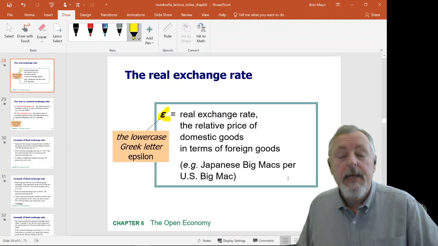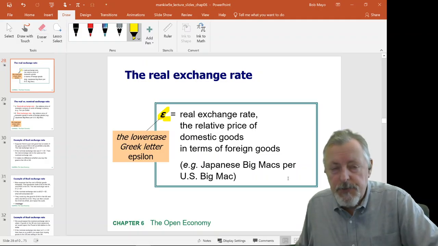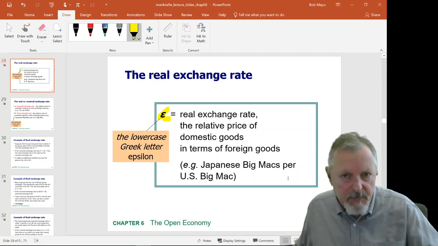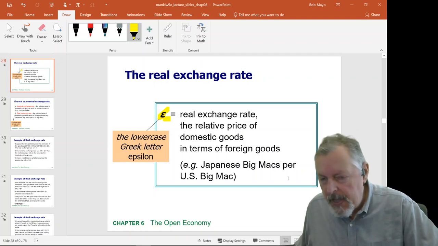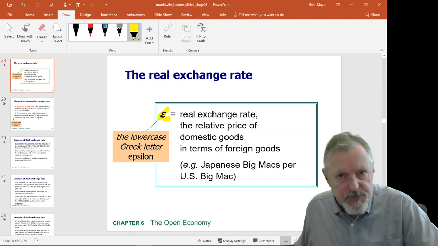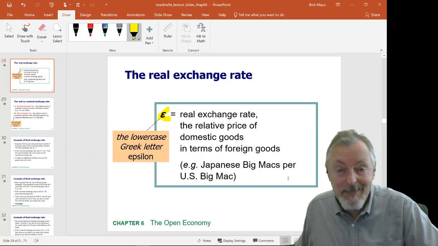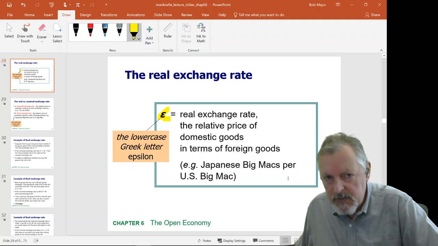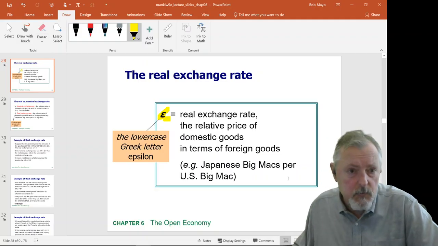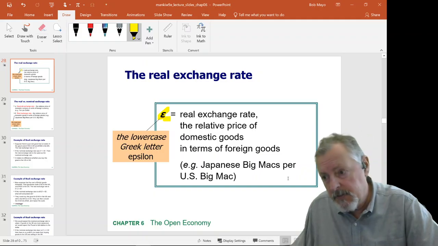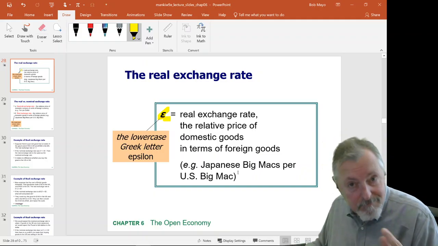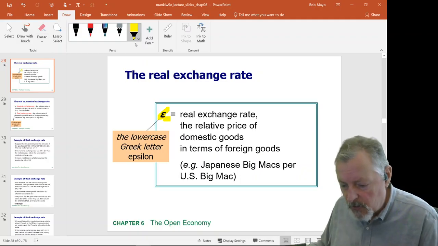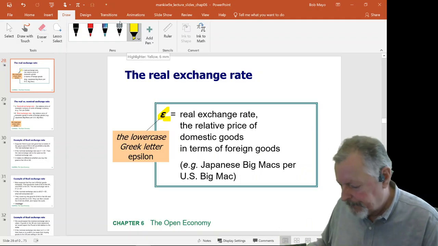A simple example. If it takes $2 United States dollars to buy a Big Mac, because Big Macs are the same everywhere, and it takes 400 Japanese yen to buy the same thing, a Big Mac in Japan, then the real exchange rate would be the ratio of the two, 200 yen to the dollar, which may not be exactly the exchange rate you get on the international foreign exchange markets, also called the Forex markets.